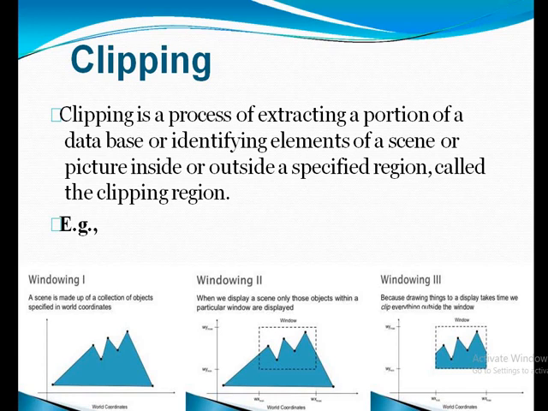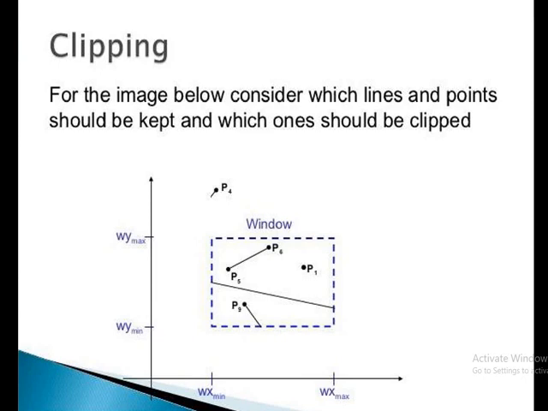Now how do you do this? We can have point clipping, we can have line clipping, or we can even have advanced polygon clipping. So for the image below, we consider which lines and points should be kept and which ones should be clipped. We can see that P4 is outside the window, and this line segment is outside the window, and this should be discarded. Whereas P5, P6 should be retained, and point P1 should be retained. There is some line segment here that should be retained.